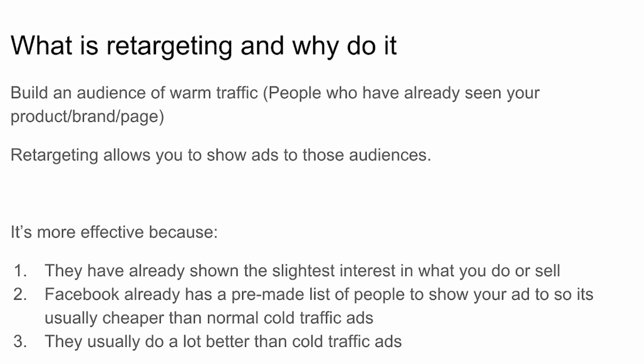And one of the main reasons is, number 2, Facebook already has a pre-made list of people to show your ad to. So it's usually really cheaper, and it usually optimizes better, because you're basically telling Facebook, I want you to show ads to John, Joe, and Noah. You're not telling them to go show ads to that random group of people over there. So it already knows who to show the ads to. So it usually optimizes better, and it's usually a little bit cheaper in terms of reach and CPP and all that.